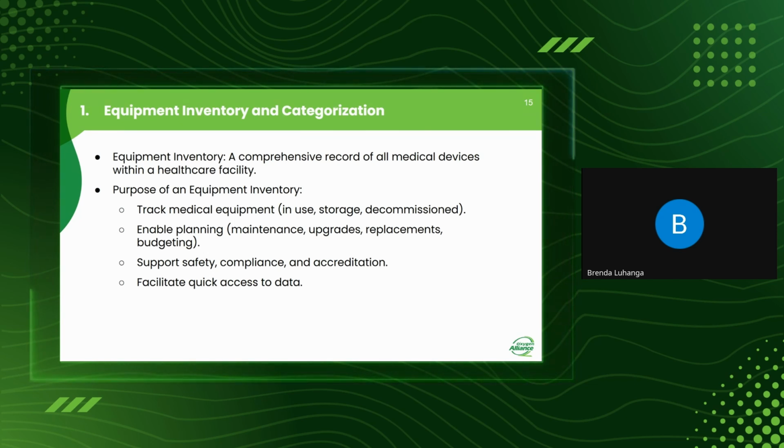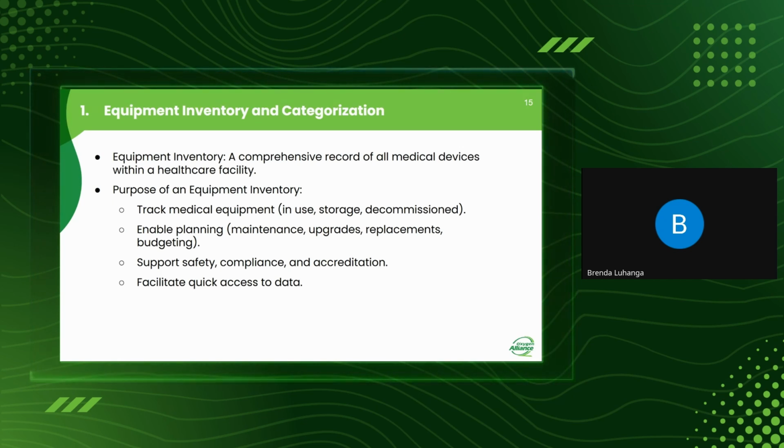This is also essential for easy planning. You can plan for the maintenance, you can plan for spare parts, and you can also plan to get a replacement or an upgrade. It also supports safety and compliance, but also accreditation. For instance, if you want your healthcare facility to be accredited in the management of medical equipment, if the accreditors are able to see that you're able to manage your inventory properly, it would be a good indication of proper responsibility in maintaining or caring for your medical equipment.